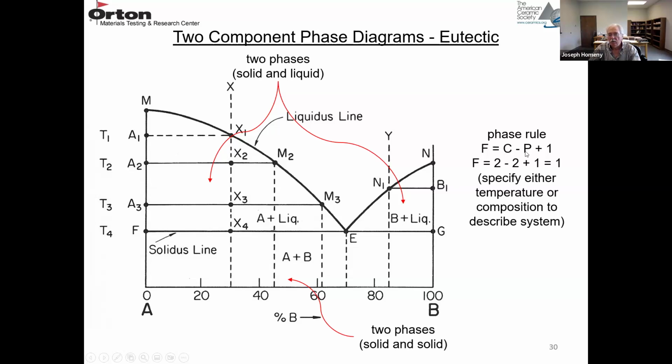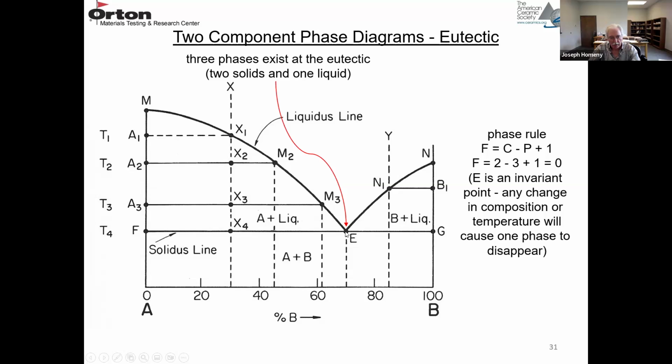So C is 2, P is 2, so 2 minus 2 plus 1 is 1. So we have 1 degree of freedom. So you have to specify either the temperature or composition to describe the system in any one of these three regions.